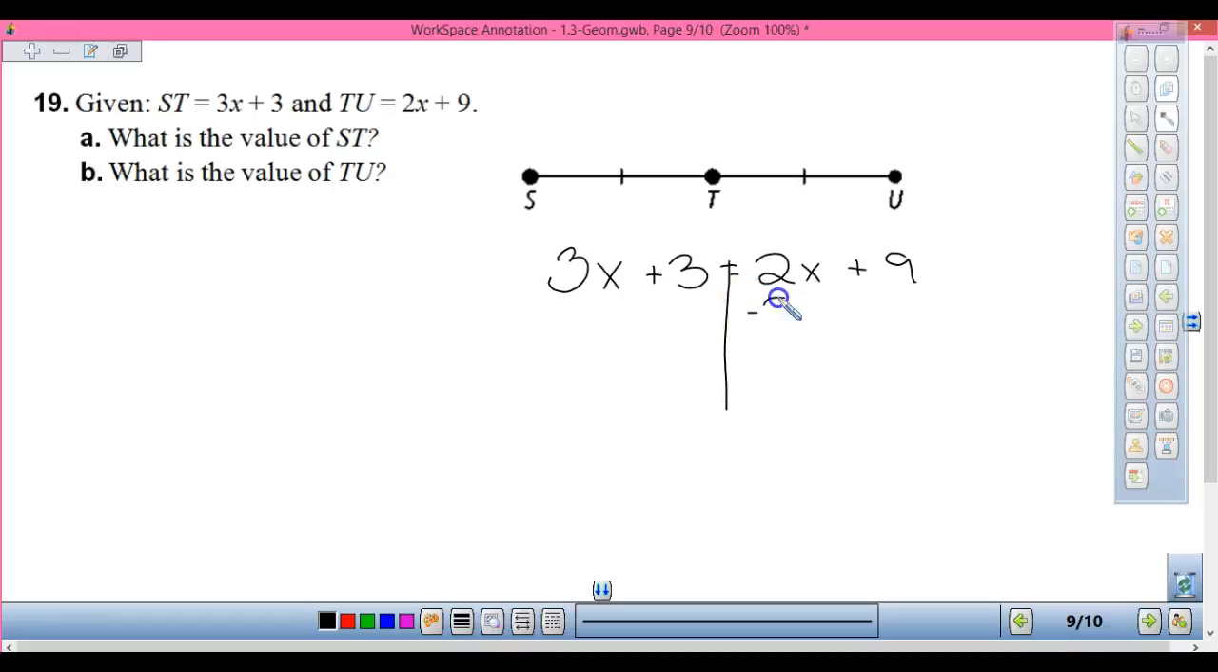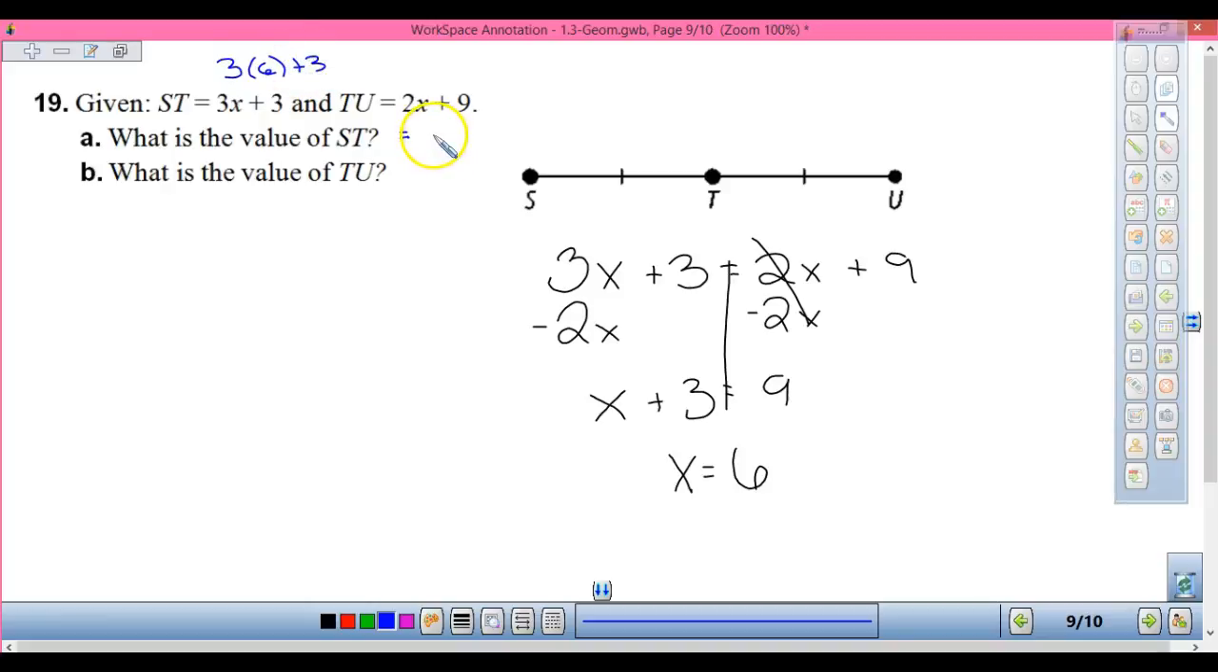All right. So subtract our 2x. We got x plus 3 equals 9. So x equals 6. Okay, plug it in. So 3 times 6 is 18 plus 3 is 21. Okay, same thing for TU, if you get the same answer.